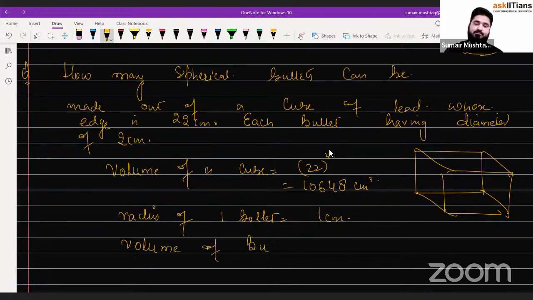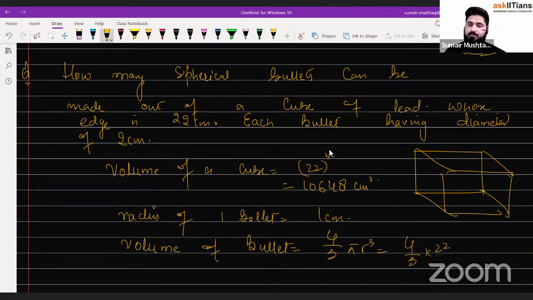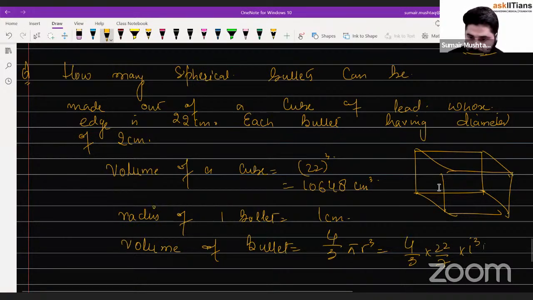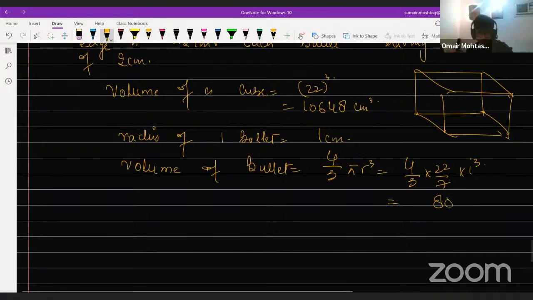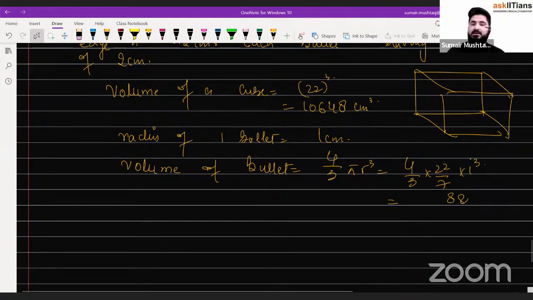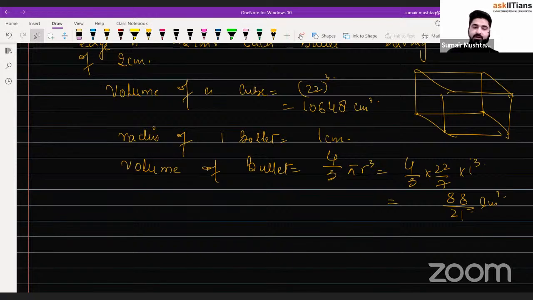What is the volume of a bullet? It will be 4 by 3 pi r cube. That is equal to 4 upon 3 into 22 upon 7 into 1 cube. So my answer will be 88 by 21. Don't calculate it now, otherwise it will be harder to simplify it. 88 by 21, right? This is the volume of a bullet, centimeter cube.